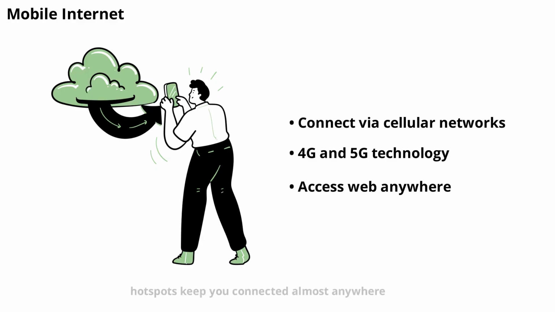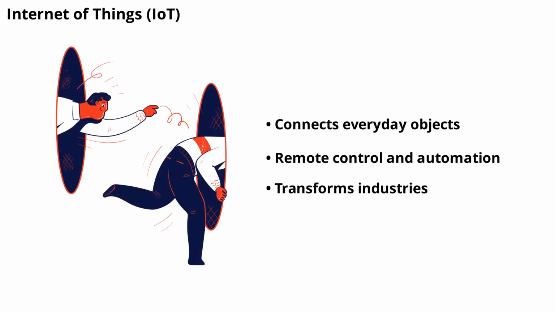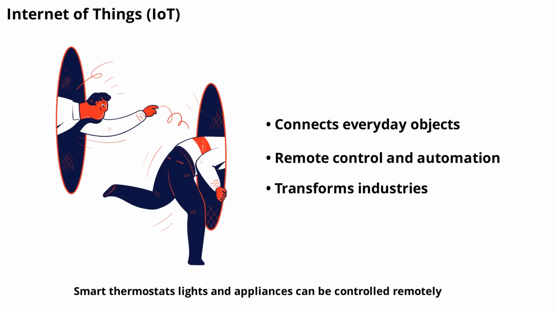Mobile data plans and Wi-Fi hotspots keep you connected almost anywhere. The Internet of Things, or IoT, refers to everyday objects connected to the internet. Smart thermostats, lights, and appliances can be controlled remotely, collect data, and automate tasks. IoT is transforming homes, cities, and industries by making devices smarter and more efficient.